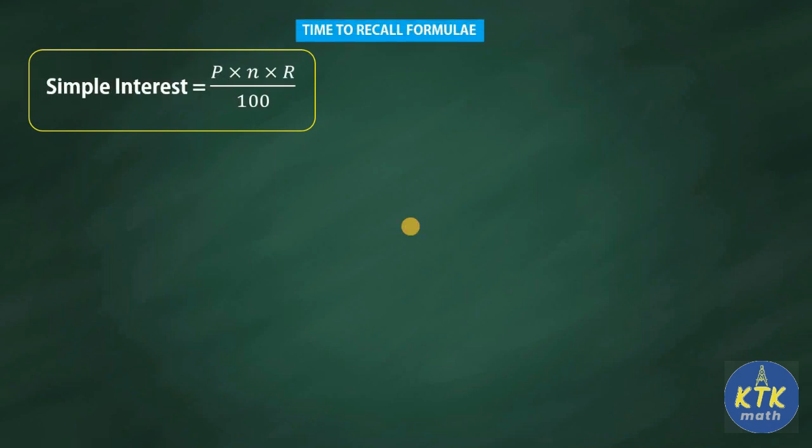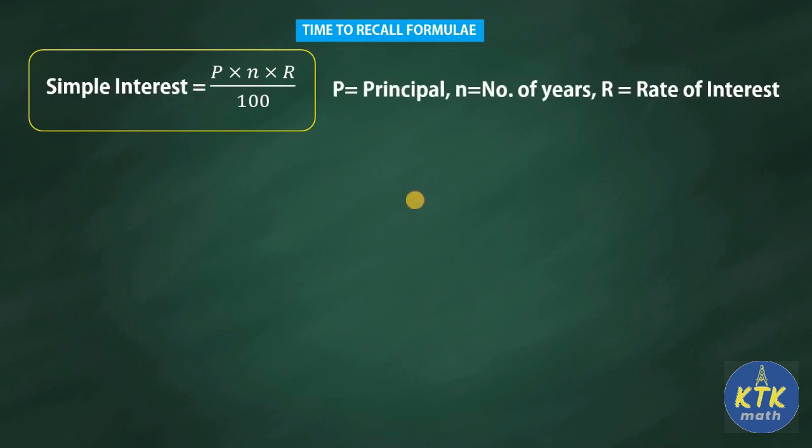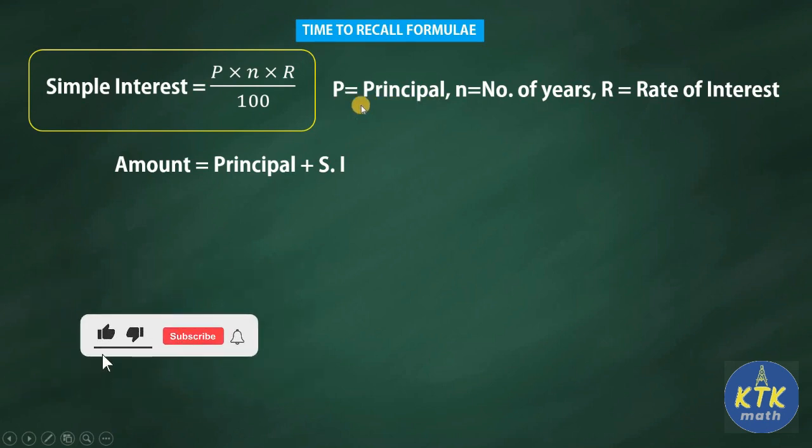Simple interest is PNR by 100. Here P stands for principal, N stands for number of years, R stands for rate of interest. Sometimes instead of small n we can use capital T also, for time. Then amount is nothing but the principal added with the simple interest. Whatever amount is given in the beginning is called the principal. After calculating simple interest, it can be added to its own principal to find the amount.